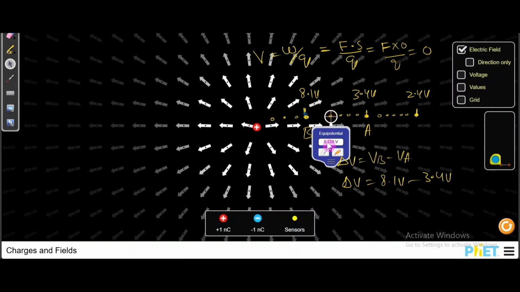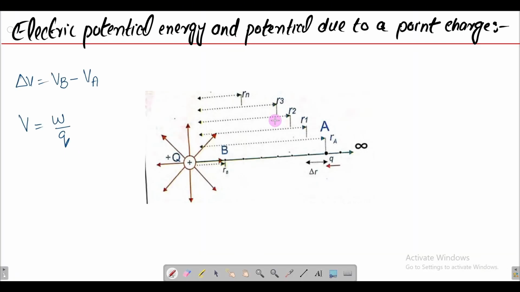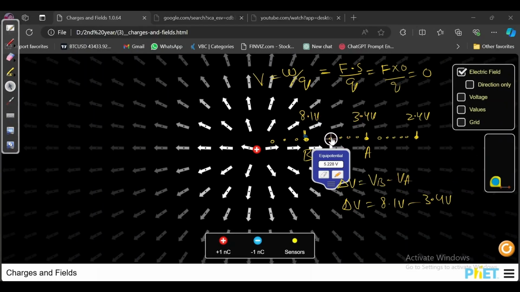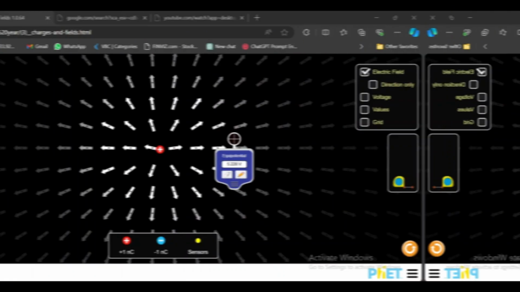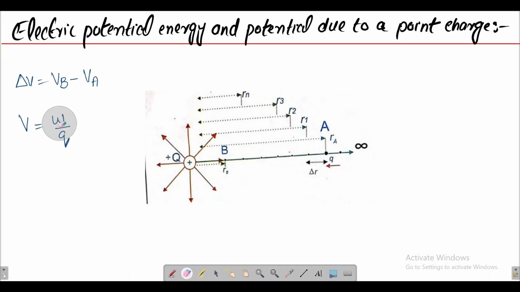So in order to handle this problem, we are going toward this topic, which is the electric potential energy and potential due to a point charge. In order to find the potential at a specific point, here at point B, we must consider the second point at infinity. So we will have to consider the second point at an infinite distance from this point.